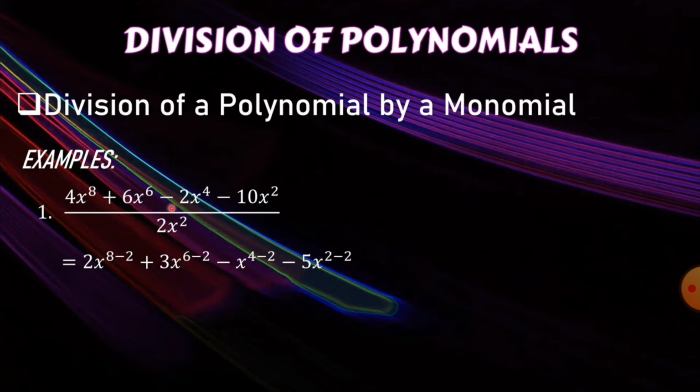Then negative 2x raised to 4 divided by 2x squared na naman. So magiging 1, negative 1. So kaya negative x na lang kasi that's understood, negative 1. Okay, and then for the exponent, 4 minus 2. Then negative 10x squared divided by 2x squared. So magiging negative 5 na. Okay, so we divide the numerical coefficient. Yung x, so subtract the exponent, 2 minus 2.